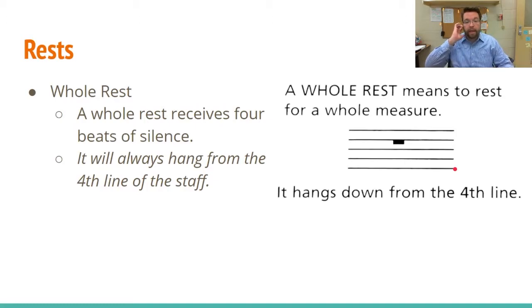Okay, and this rest right here, this little black spot, will always hang from the 4th line. Remember, 1, 2, 3, 4. The lines and spaces of the staff are counted from bottom up, lowest to highest, 1 to 5. This will be hanging from the center of line 4, always there in the center of the 4th line. And again, it means you're going to rest, or be silent, for a whole measure.